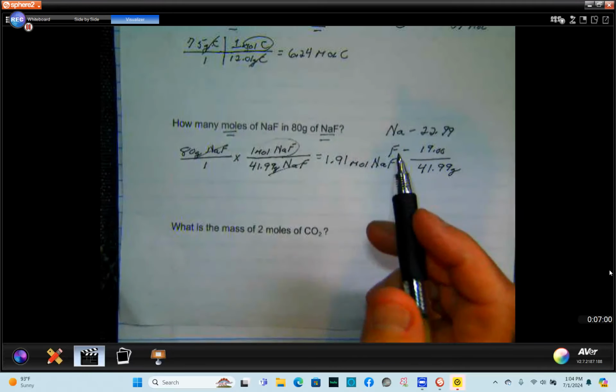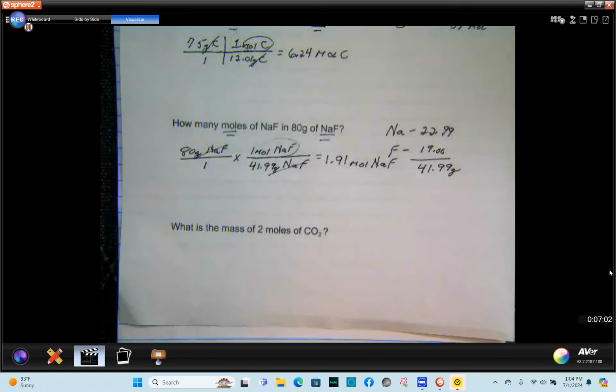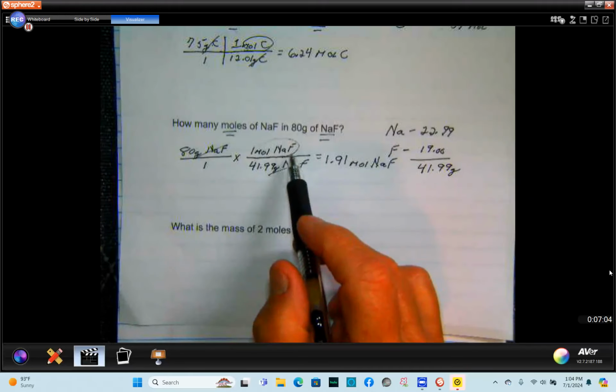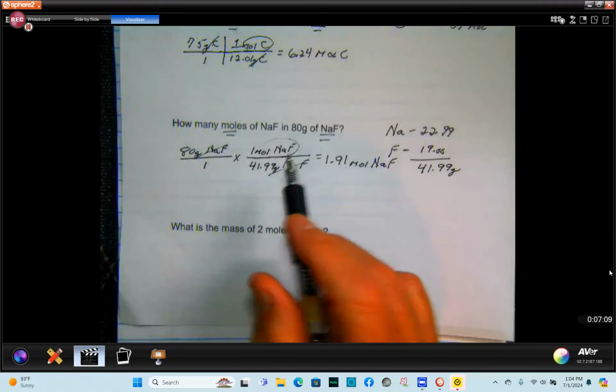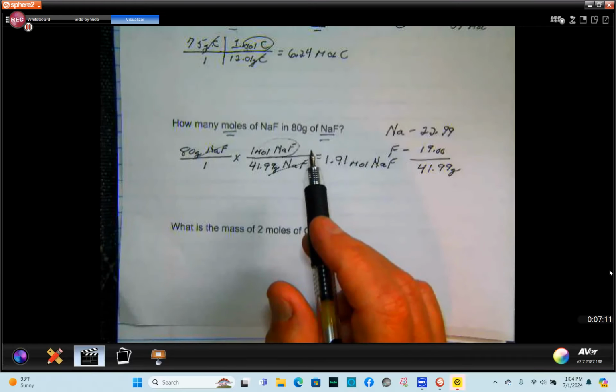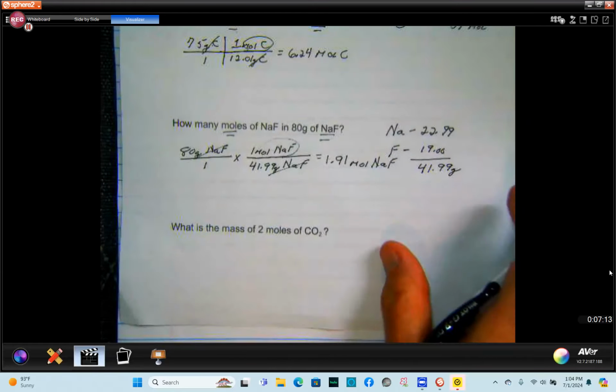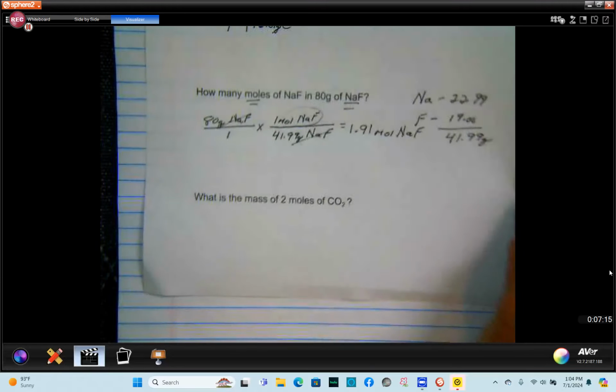And the beauty of the factor label method, if that last label is what the label of your answer should be, you set the problem up right. And after that point, it's pretty much go ahead and do the mathematical calculations.